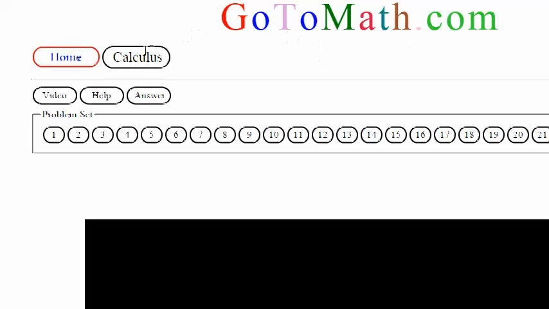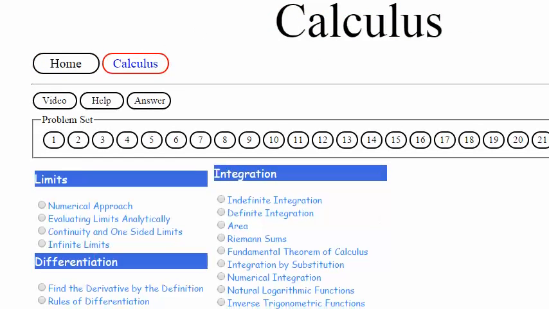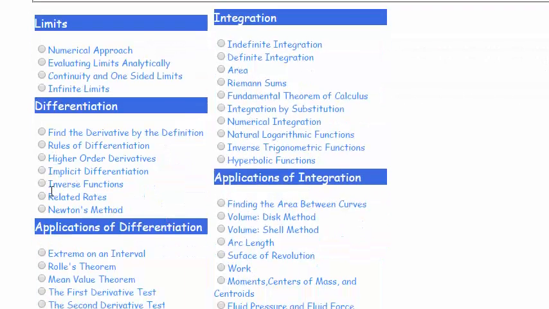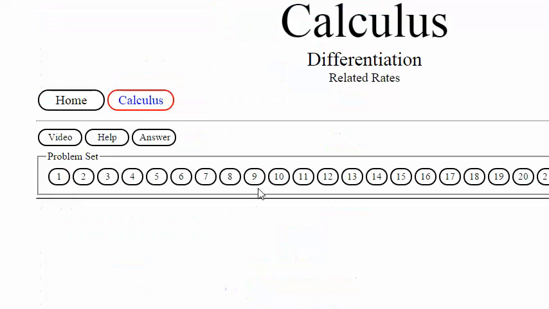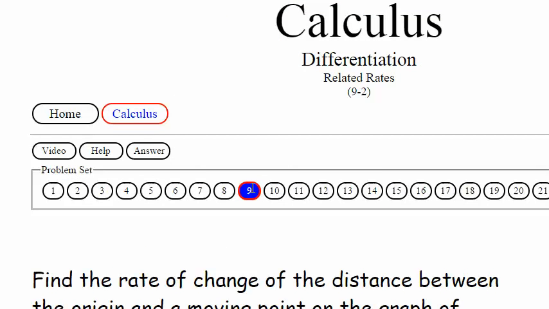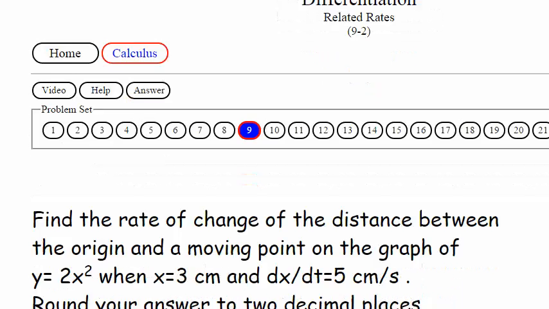Alright, we're here at go-to-math.com. Let's click on calculus and then move on down to related rates. 9-1, I believe, is what we just got through doing. Wasn't it? Oh yeah, so we're doing 9-2. There are three of these problems in here. Come on, 9-2, there it is.